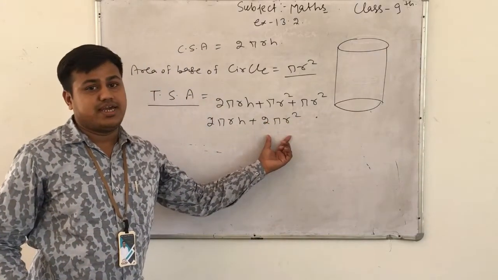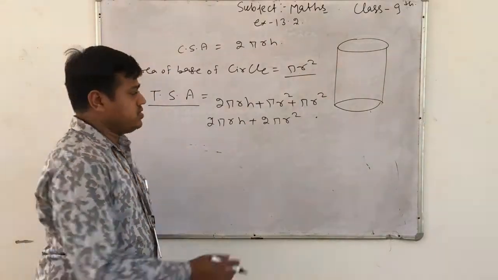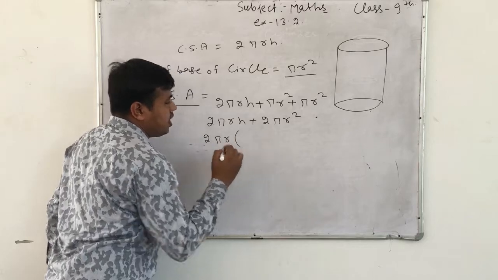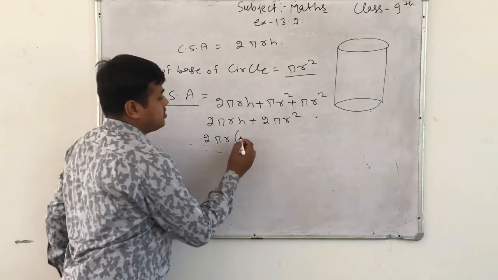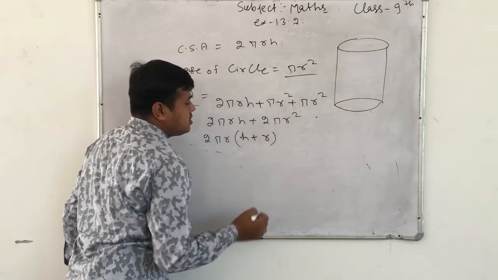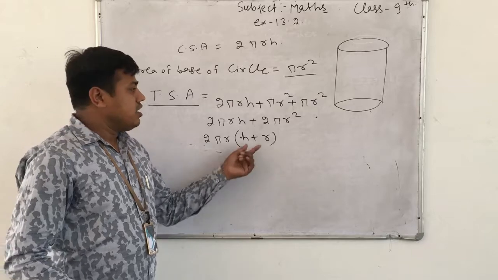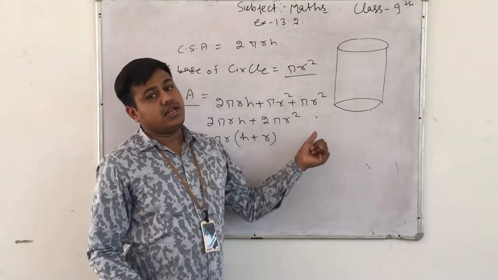We can say 2 pi r square. After that, what is common in these two terms? That is 2 pi r. So if we take 2 pi r common, then the remaining portion in the bracket we can write as h plus r. If we take 2 pi r common from here, h is the remaining. If we take 2 pi r common, then remaining is r, because here it is r square.